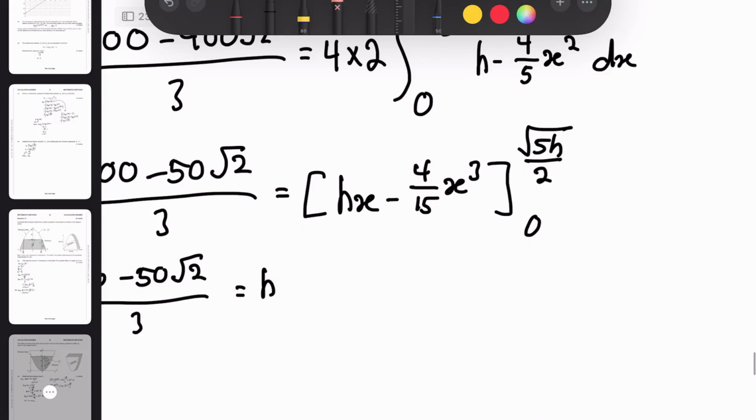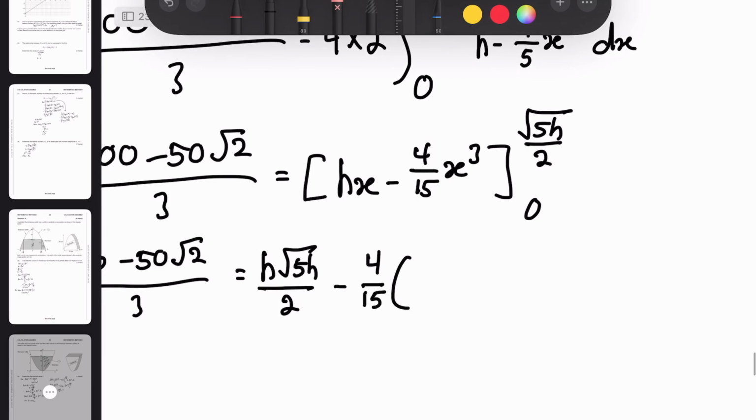But here we have h square root of 5h on 2 minus 4 on 15 times 5h square root of 5h. Since we have the power of 3 here, we can break that into 2 plus 1, so then we can square this and have another 5h there. Then this is going to be all over 8.